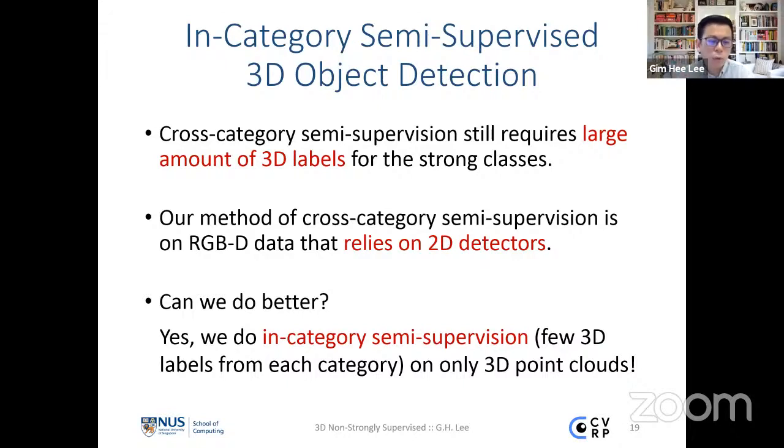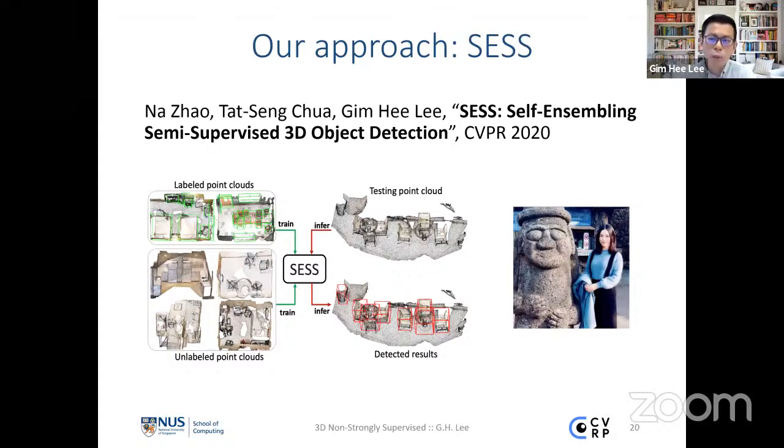So the obvious question here is, can we actually do better? The answer is actually yes. So we tried what is known as in-category semi-supervised learning on only 3D point clouds as the input. In-category semi-supervised learning, compared to cross-category, is that for every class of the object that we are interested in detecting, we give a few samples, compared to cross-category where we give a lot of samples for the strong classes and don't give any training samples for the weak classes. And here we propose our work, which we call SESS.